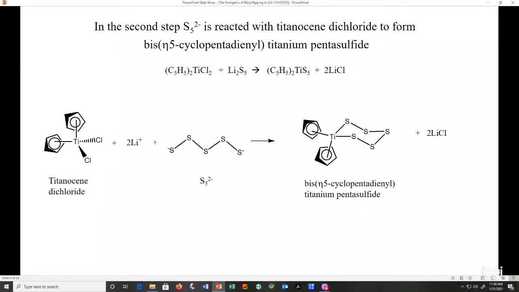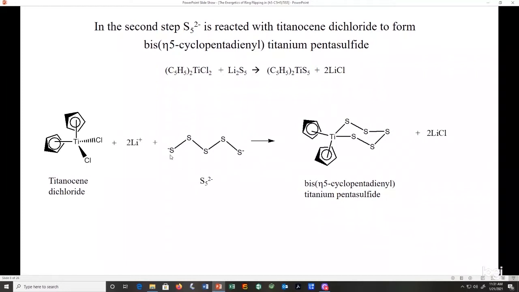So in the second step of the reaction, S5 2- is reacted with titanocene dichloride to form bis-cyclopentadienyl titanium pentasulfide. So here we have our titanocene dichloride. We have our 2 cyclopentadienyl rings, and then we have 2 chlorine atoms attached to the titanium. We have our 2 lithium ions to counterbalance charges, and we have our 5-membered chain with each sulfur at the end having a minus charge.